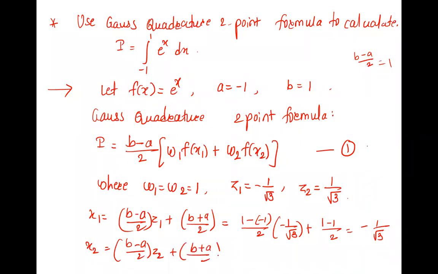You will get that. Okay, x2 is b minus a by 2 into z2, plus b plus a by 2. That is 1 minus minus 1 by 2 into 1 by root 3, plus 1 minus 1 by 2, which is 0. 2 by 2 is 1, 1 into 1 by root 3, so 1 by root 3. We have now all the values, put it in the formula and solve for the answer.